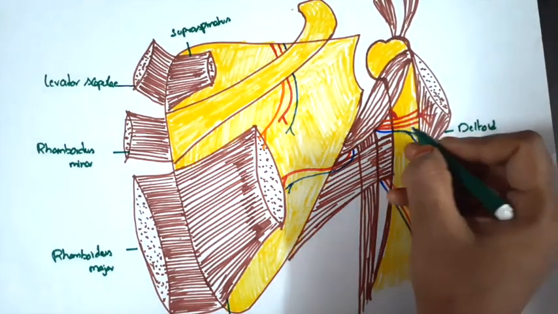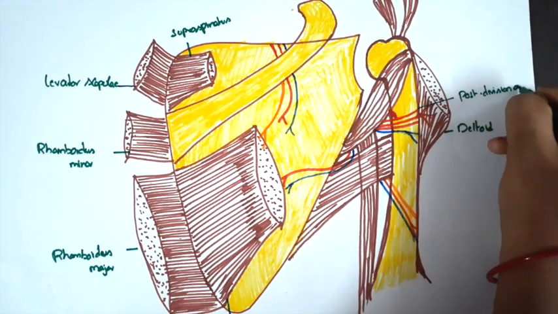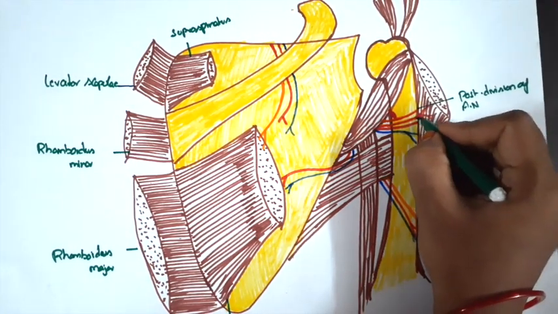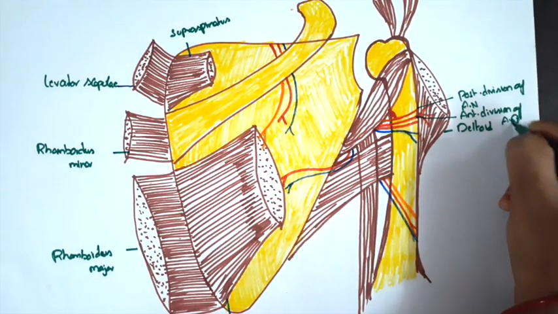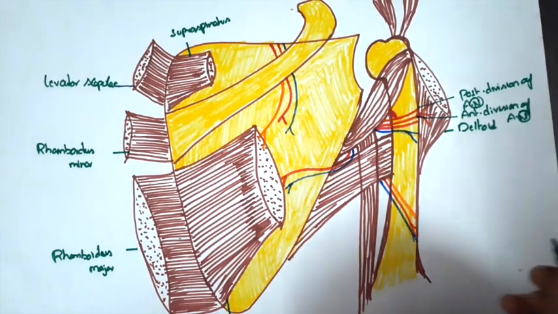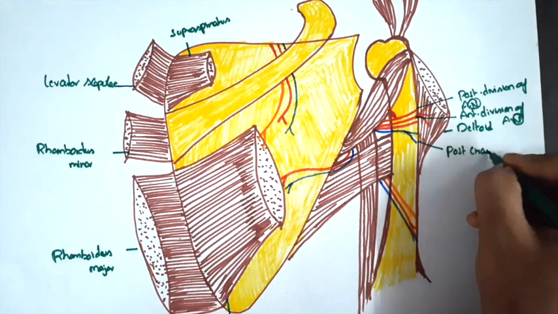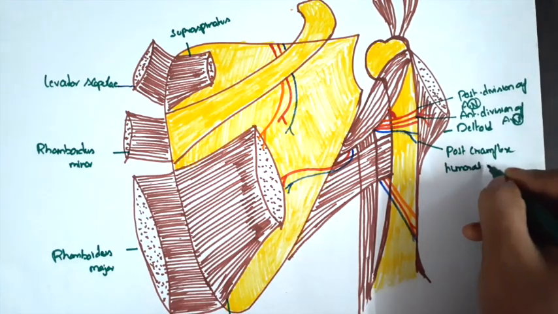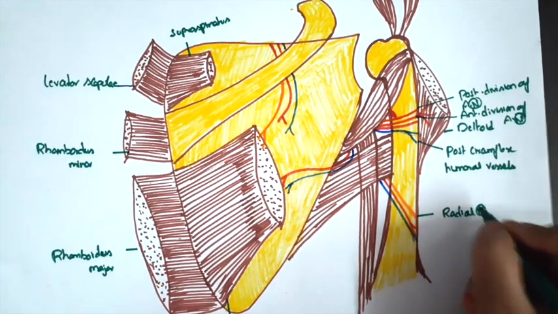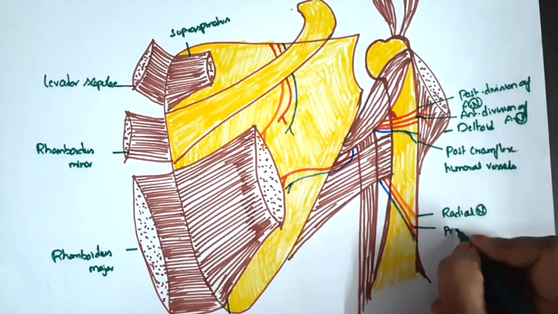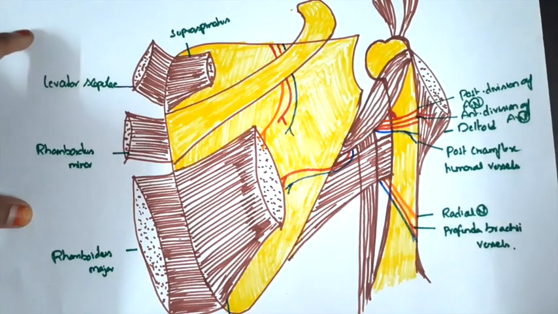And this is the deltoid muscle, which is the powerful abductor. And these are the posterior division of the axillary nerve and anterior division of the axillary nerve, with the posterior circumflex humeral artery and vein. This is the radial nerve which passes through the radial groove. And this is the profunda brachii vessels which are the branches of the brachial artery.